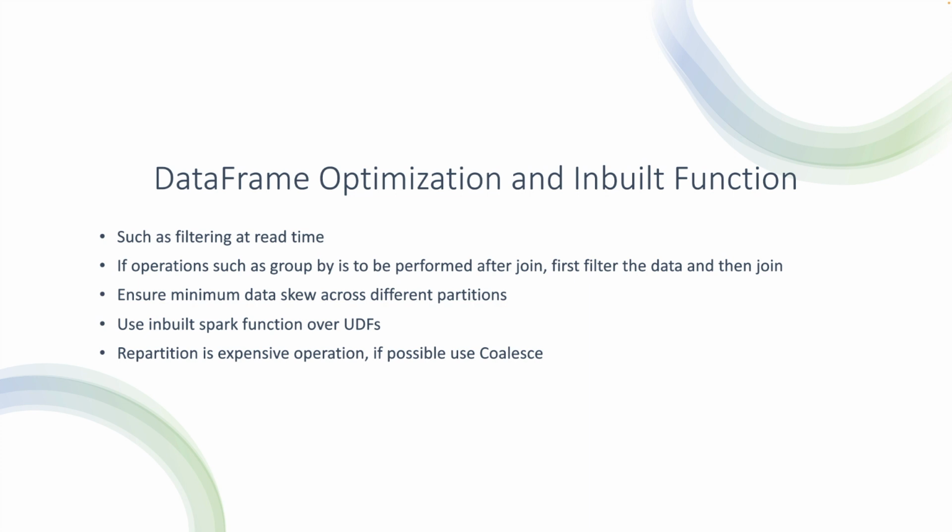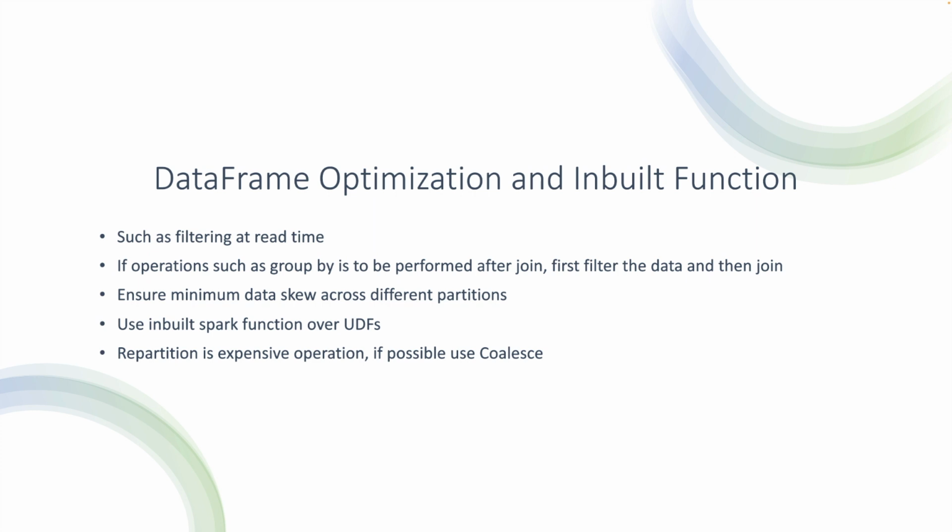If possible, use coalesce. Now, there are limitations of using coalesce, because coalesce doesn't allow you to partition data into more than the number of partitions that you already have. So, for example, if you have 10 partitions, you can't say that you want to coalesce this data into 11 different partitions. You can only coalesce it into fewer than 10 partitions, like 9, 8, 7, or whatever.